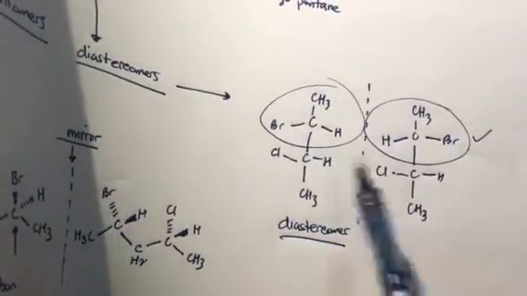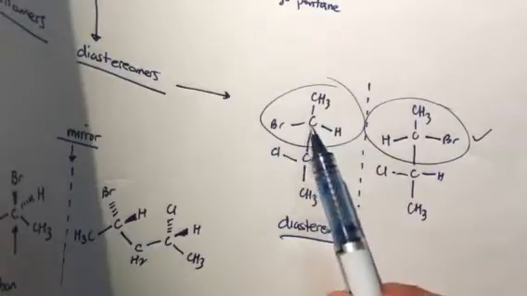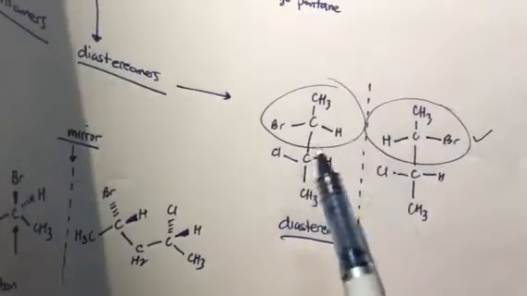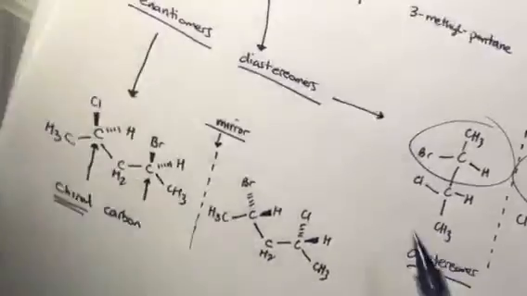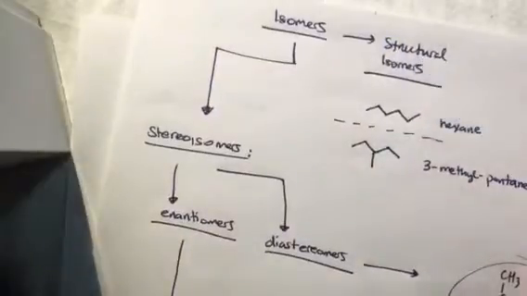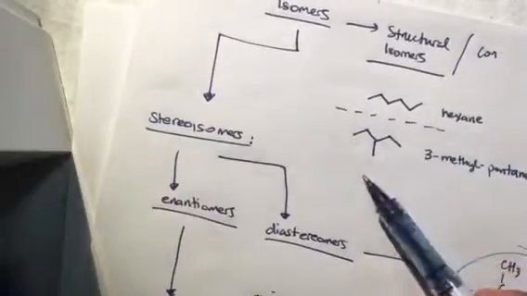And then just remember that the chiral carbon is a carbon that is bonded to 4 different groups. So 1, 2, 3, 4 different groups. That's why this is a chiral carbon. But other than that, this is pretty much it for diastereomers and enantiomers, which are part of the stereoisomers. And then we have structural isomers, also known as constitutional isomers, which means they have the same molecular formula but different arrangements.